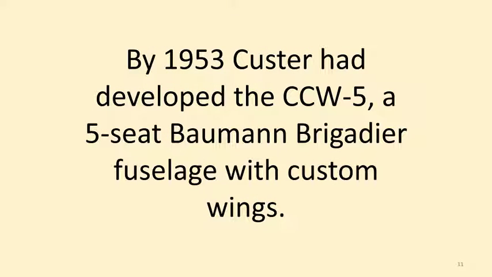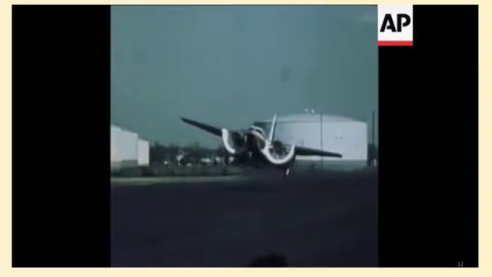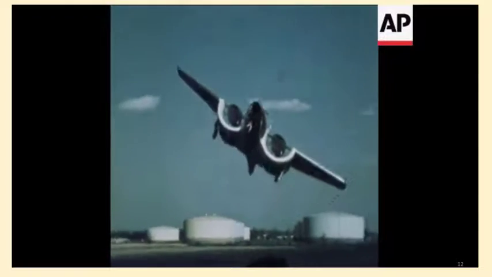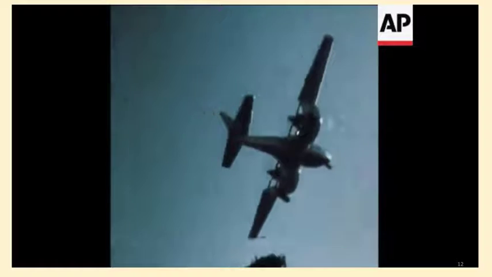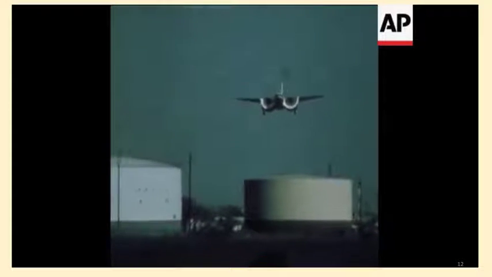By 1953, Custer developed a 5-passenger, hence the CCW-5, out of a Baumann Brigadier aircraft with custom wings. And here you can see it taking off. Notice it'll immediately bank over. In a traditional airplane, you'd never do that because you don't have enough forward speed. You'd stall your inboard wing.